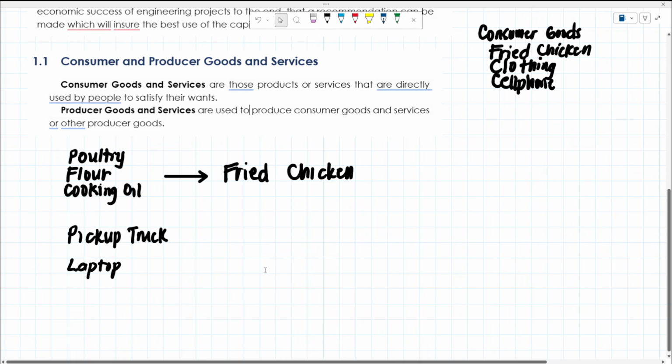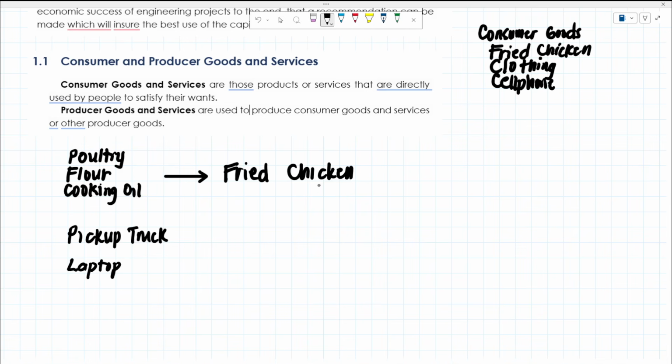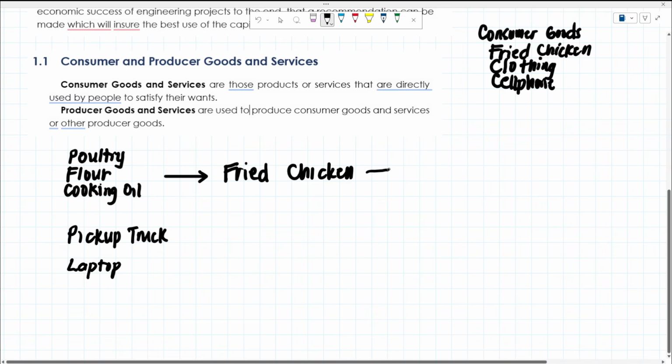Okay? So, paminsan-minsan, pwede siya maging consumer good, pero pwede rin siya maging producer good. Wala yatang produkto na consumer good na hindi rin pwedeng gawing producer good. Kasi even fried chicken can be a producer good. Paano siya magiging producer good? Edi ilalagyan ko ng sauce, gagawin ko siyang sweet and sour chicken. Diba?